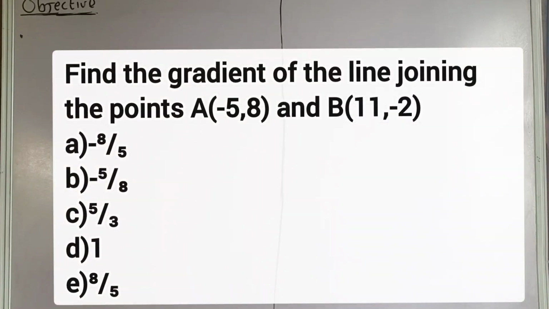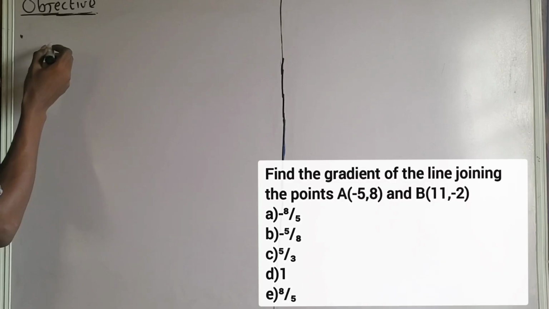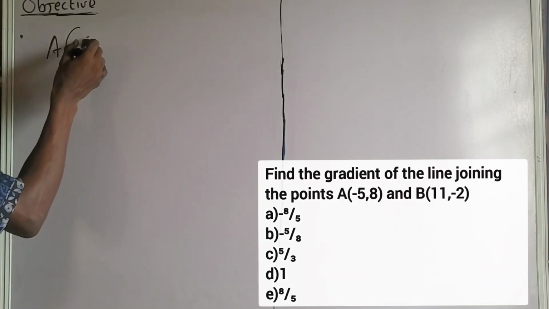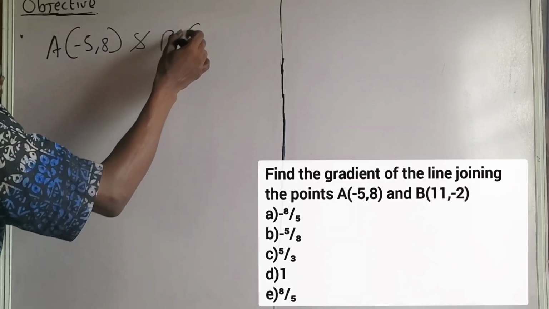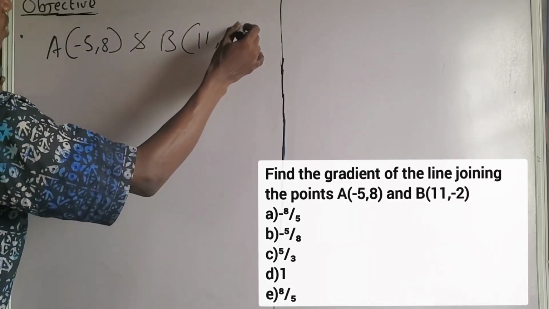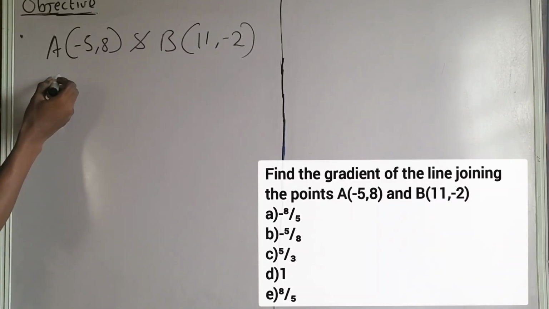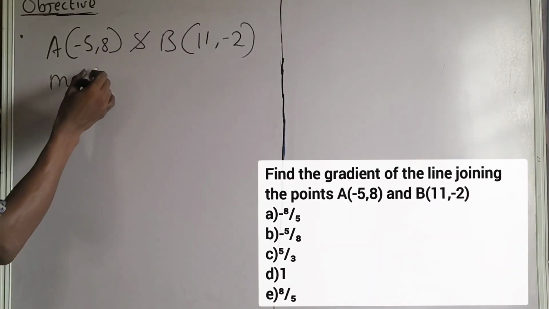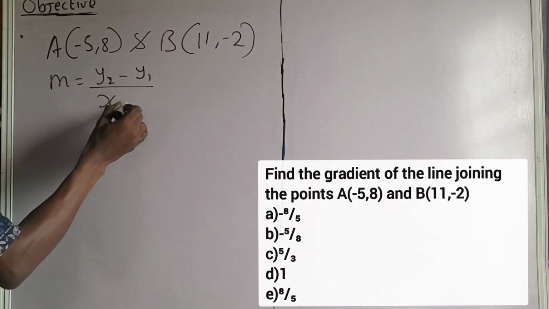Find the gradient of a line joining the points A(-5, 8) and B(11, -2). Okay, don't forget that the formula for the gradient of a line is dy/dx: the gradient M is y2 minus y1 all over x2 minus x1.